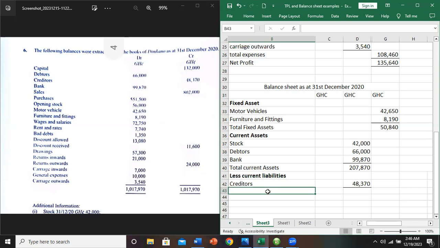Total current assets less total current liabilities is going to give you what? Working capital. Thank you very much, Jacinda.